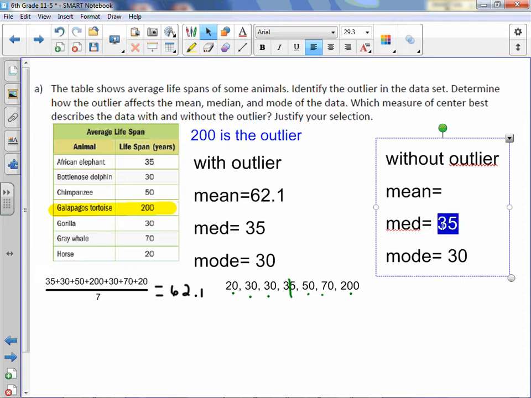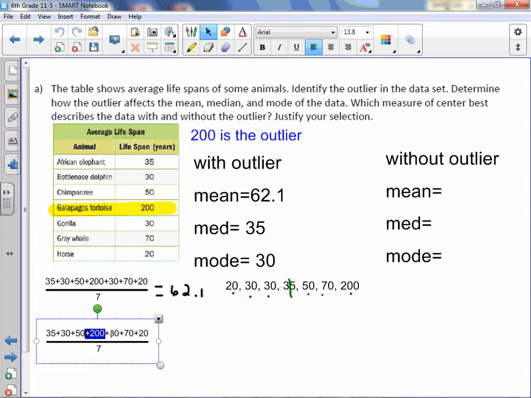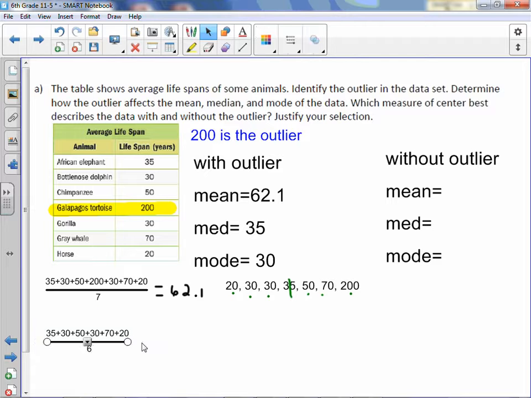So let's erase these values. Okay, again, to find the mean, we're going to remove that 200. When we remove that 200, we only have 6 numbers we're dealing with. So we're going to add up the numbers and divide by 6. When we do that, we get 39.2 as our mean.